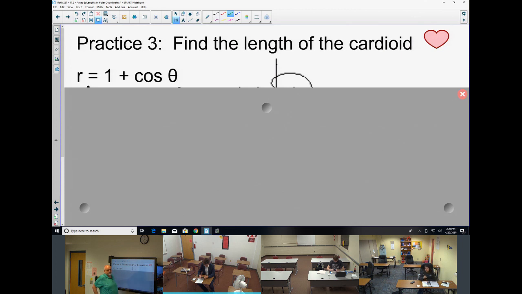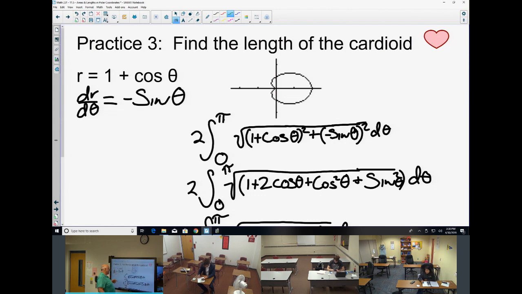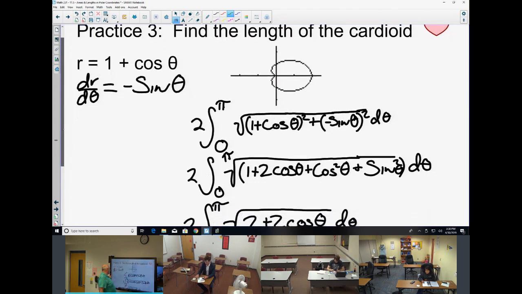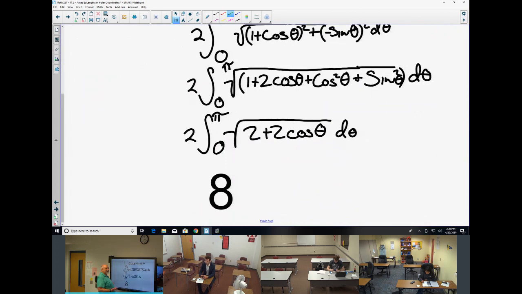I got 8. Isn't that weird that it would be an exact value? I mean, look at this crazy looking graph and the crazy different looking functions and the derivatives, and you do it and you get 8. Okay? And it's not even a lemniscate. That was a little polar humor there for you. But anyway. Okay?